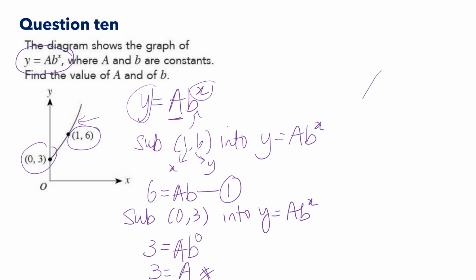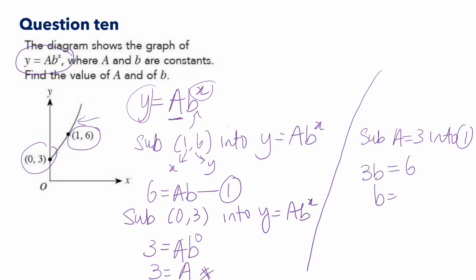Alright. This is rather easy. So after finding the value of a, you just substitute a equals 3 into equation 1. And then you will get 3b equals 6, and b equals 6 divided by 3, which equals 2.